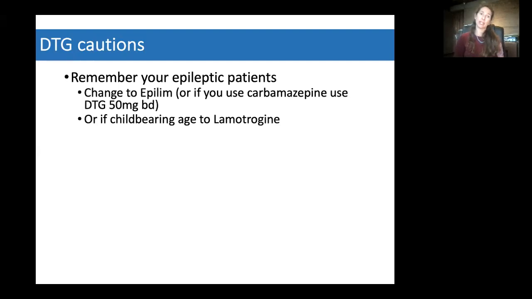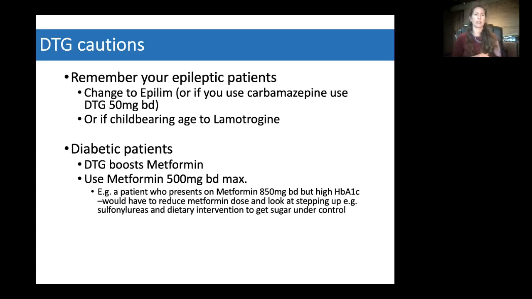And then remember your epileptic patients. Unfortunately, just like efavirenz, there are also interferences with dolutegravir. Very similar. The only safe ones that we have in the public sector are either Epilim, or you can use carbamazepine, but then you've got to boost the dolutegravir. But remember, please, you can't give Epilim to women who are pregnant or are going to fall pregnant. It is very teratogenic. So if they're of childbearing age, ideally we should be using lamotrigine, or if you don't have lamotrigine, you could use carbamazepine if you're boosting your dolutegravir. That's one of those important things, or we're going to run into trouble later down the line.